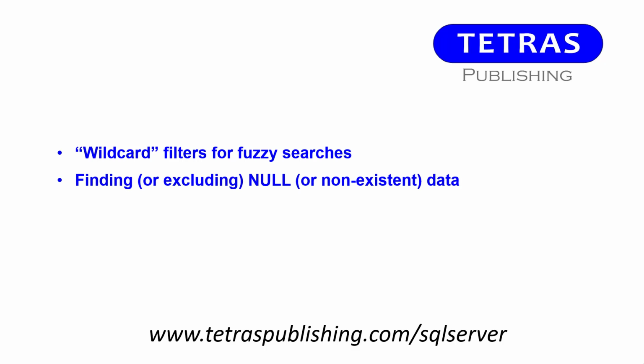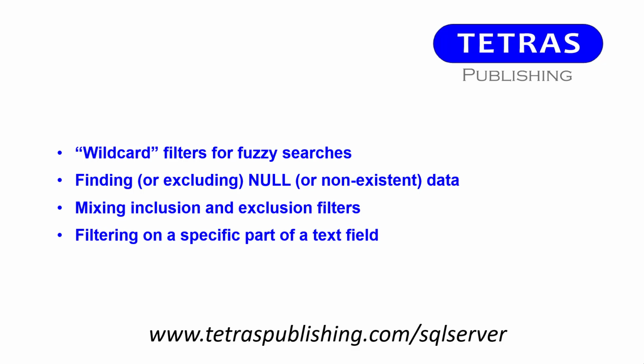Let's start by looking at the subjects that we'll be covering in this session. To begin with, we're going to look at wildcard filters. These are used for carrying out fuzzy searches when you're looking for part of a text in a field and not the whole field contents. Then we'll look at the specific way that you can look for null data, that is to say completely empty fields in a table. We'll then look at mixing inclusion and exclusion filters, bringing in some data and specifically excluding other data. Finally, we'll see how to filter on a specific part of a text-based field.